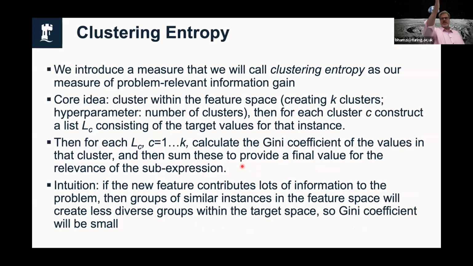So we're going to create a new feature. We're going to work through these, and for each one, we're going to create the existing set of features plus this new feature minus the things that contribute to that new feature. And then we're going to create a set of clusters of those, and calculate this Gini coefficient of the values in each cluster and sum those to find a final value for the relevance of that sub-expression. So the intuition here is that if the new feature contributes a lot of information to the problem, then groups of similar instances will create less diverse groups within the target space. So the Gini coefficient will be small, so we can use that as a measure.